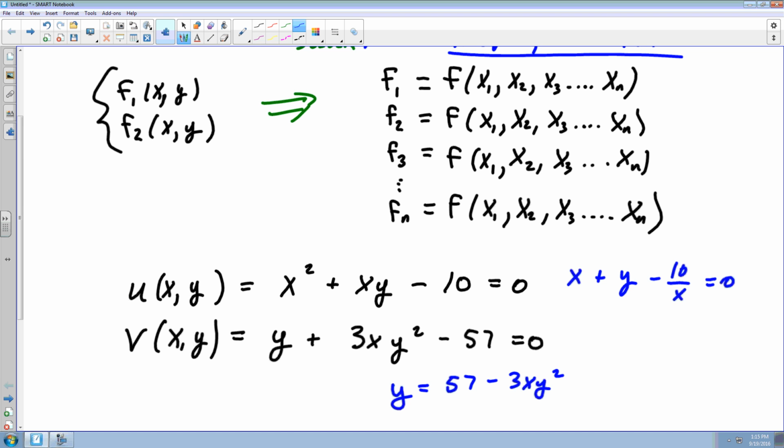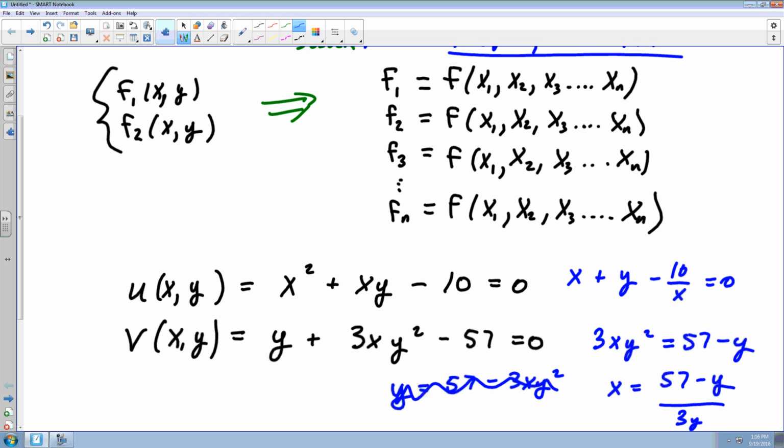Solve the second one for x. Okay, let's see here. We might be able to do that. Let's see here. 3x y squared, I'm going to do this first, equals 57 minus y. Okay, and then divide by 3. So x is equal to 57 minus y divided by 3y squared.